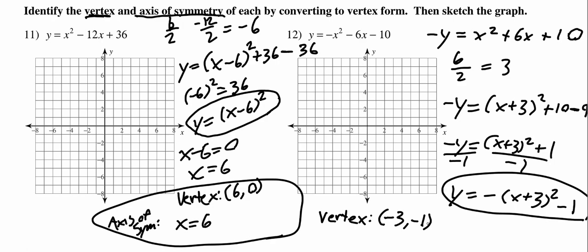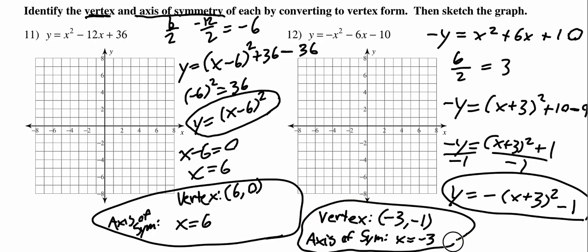Now for the axis of symmetry, that's just going to be x is equal to the x coordinate. And that's going to be x is equal to negative 3 because we set x equal to the x coordinate. Alright. Now that is our vertex and axis of symmetry for question number 12. And so we're done. Now we got to graph both of these functions.